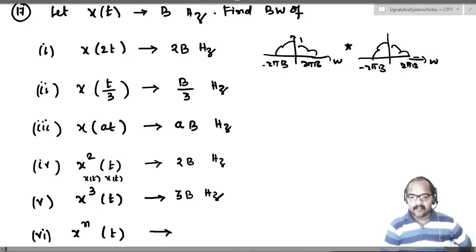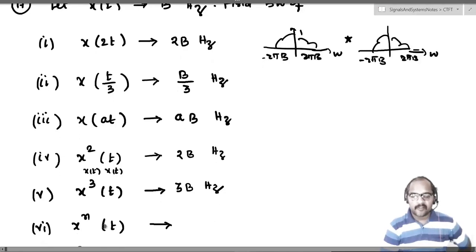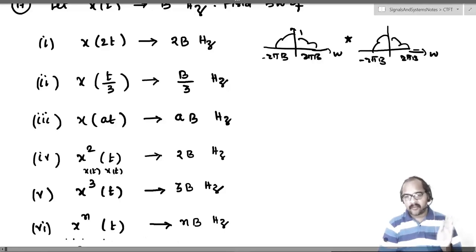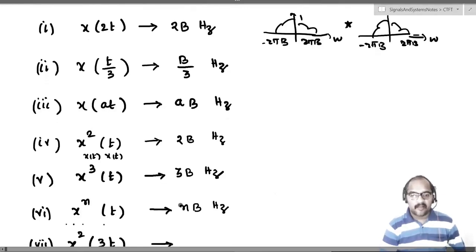So if we generalize this result, what will be the bandwidth of x power n of t? With the same argument, we can say that bandwidth of x power n of t is nb hertz. This is x of t multiplied with x of t multiplied with x of t, and so on up to n terms. And hence in frequency domain, x of j omega convolved with x of j omega convolved with x of j omega n times. And hence what will happen to the overall width? Overall width will become n times 2 pi b, and hence bandwidth of that signal should be nb hertz.